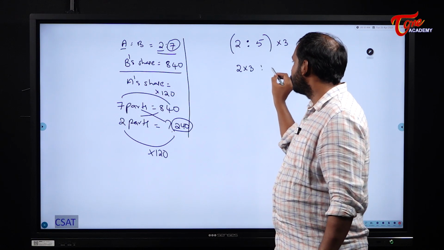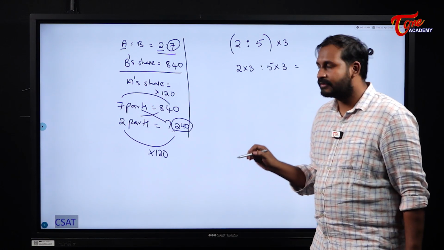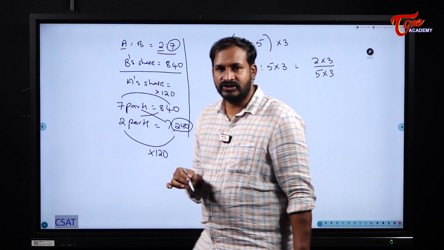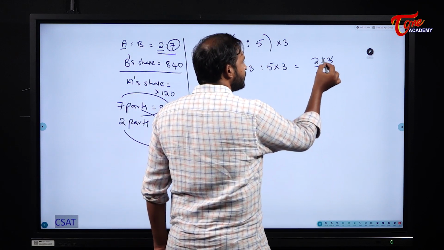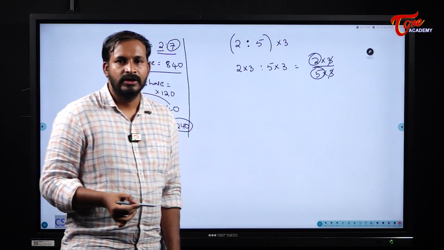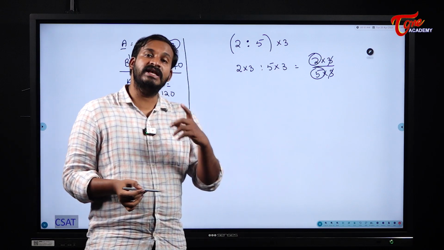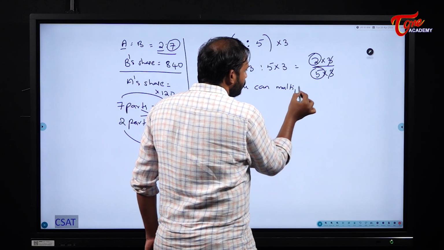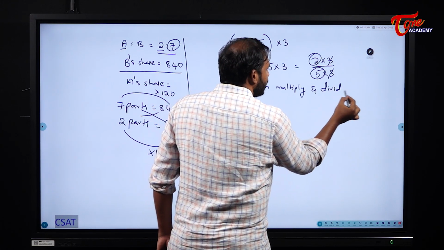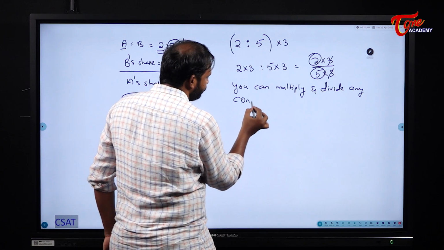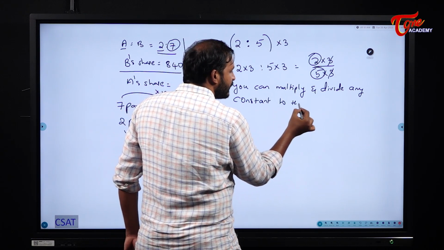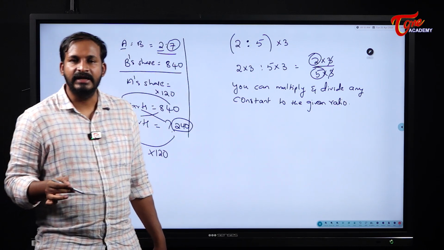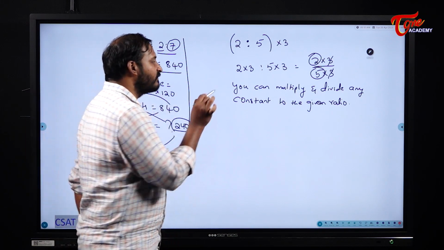What does it become? 2 into 3 is to 5 into 3, which in terms we can write as 2 into 3 by 5 into 3, right? Is to means, generally, by. So 3 will get cancelled, and anyway we will get the same value, 2:5. That means you can multiply as well as divide any constant to the given ratio. It will not affect our given ratio.